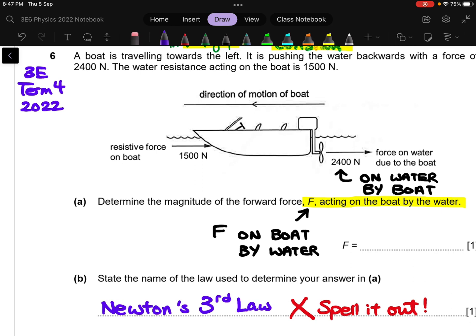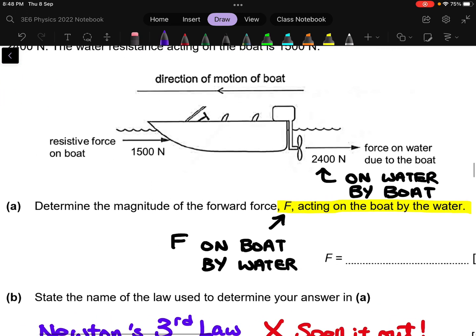Okay, for this video, I'm covering the 3E Pure Physics Term 4 2022 paper. I will cover question 6, which tests you on your concept of forces and net force. In part, this question 6 is actually also in your worksheet. So as you can see, three questions are already from your worksheets.